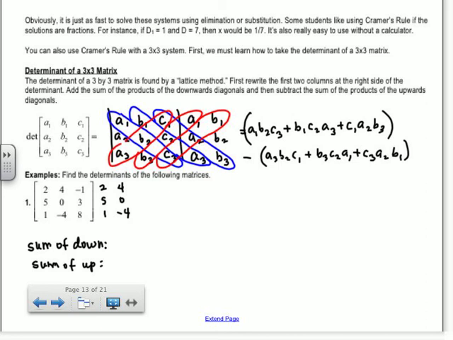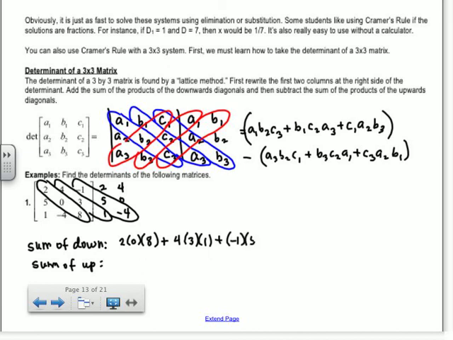All right, so the first one, I'm going to have 2 times 0 times 8. See how this is going to be easy if you have a lot of zeros? The next one's going to be 4 times 3 times 1. And the last one's going to be negative 1 times 5 times negative 4. So you get 0 plus 12 plus 20. So I get 32.